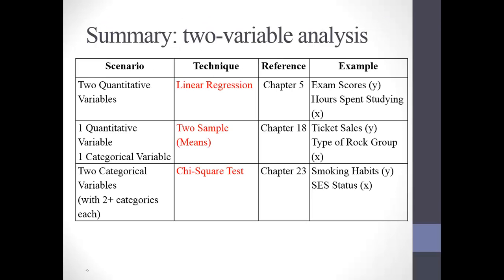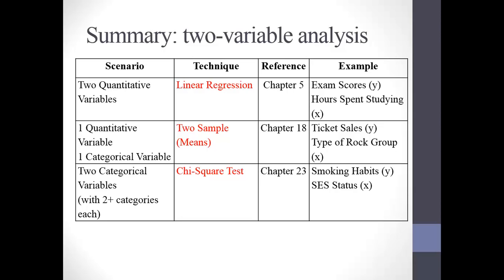Well, guys, we made it. We're at the end of the class here. So just a final note of a summary here, thinking about the two variable analyses that we've done over the course of this class. So very early on, back in Chapter 5, we did analysis when we had two quantitative variables. So when we had two numerical variables, our technique there was linear regression. So for example, we could do something like predicting exam scores from the hours spent studying.